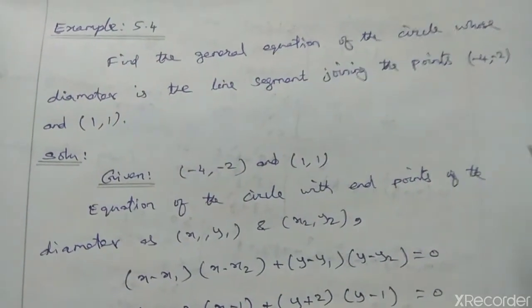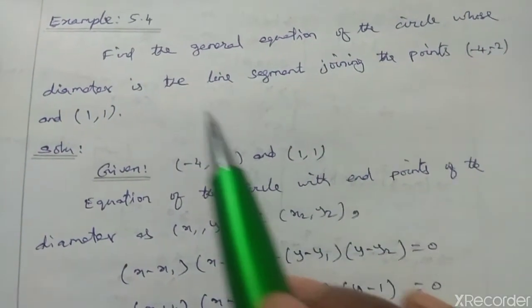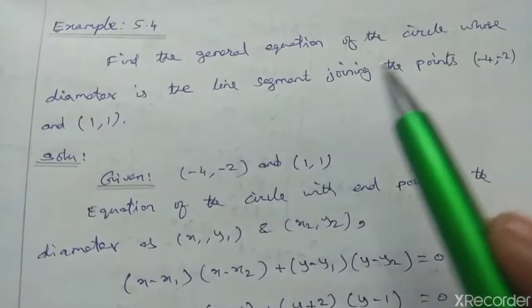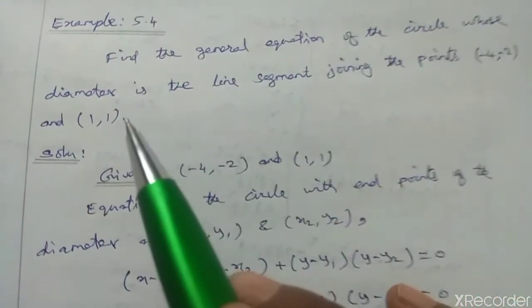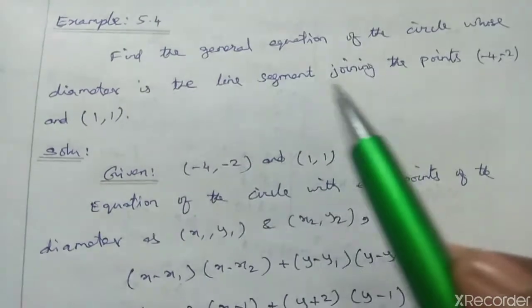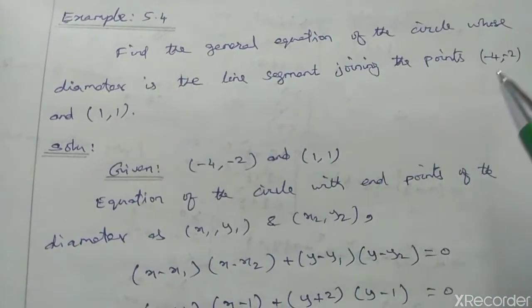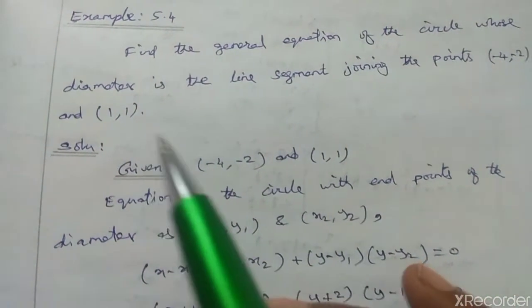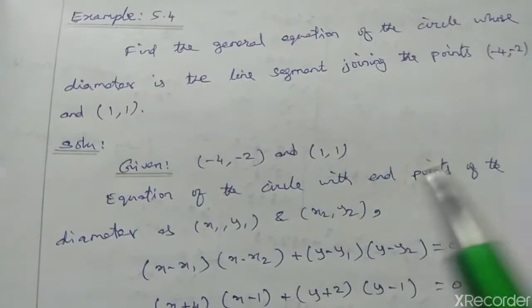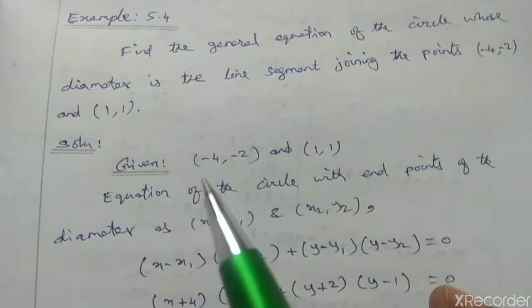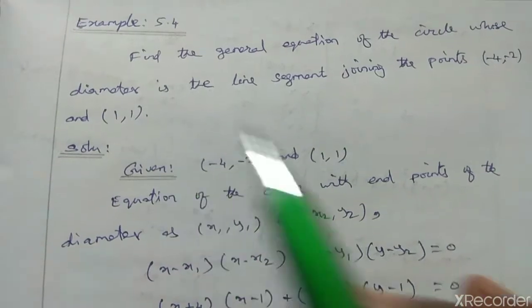Good morning. Example 5.4, analytical geometry. Find the general equation of the circle whose diameter is the line segment joining the points (-4, -2) and (1, 1). So the diameter endpoints are given: (-4, -2) and (1, 1).